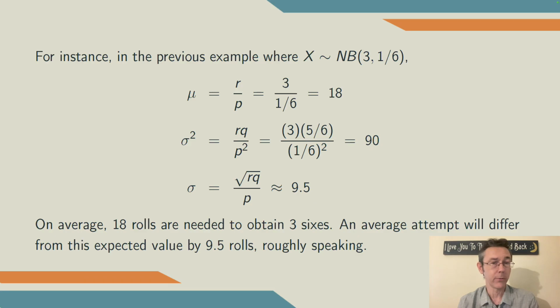You have to get 3 successes, and you kind of expect that you're going to need 6 tries on each one because there's 6 possible rolls of that die. An average attempt will differ from this expected value by 9.5 rolls, very roughly speaking, so there's a fair amount of variability in that expectation that it's going to take you 18 rolls to get those 3 sixes.